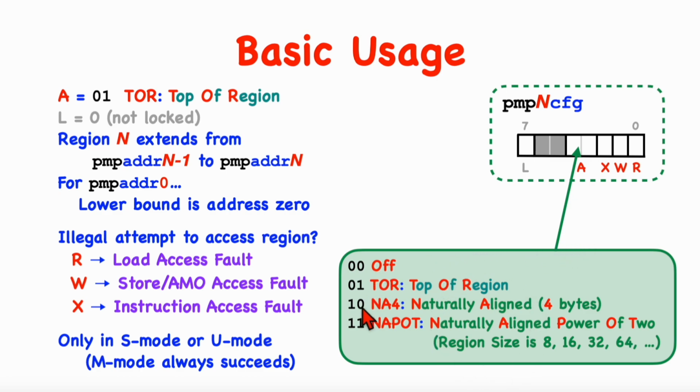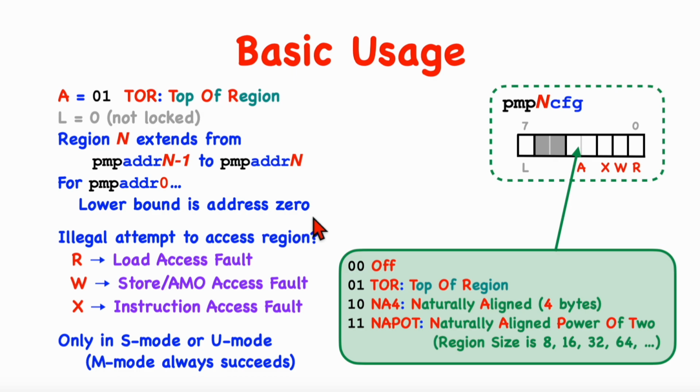So far we've been assuming that it contains 0, 1, which is the code for top of region. For now we'll ignore the locked bit. If the configuration byte does in fact contain the top of region code, then the address registers, which are used to delineate and define the regions, are interpreted exactly as we described previously. In other words, region N will extend from the address in register PMP address N-1 to the address in PMP address N, with the first region starting at address 0.